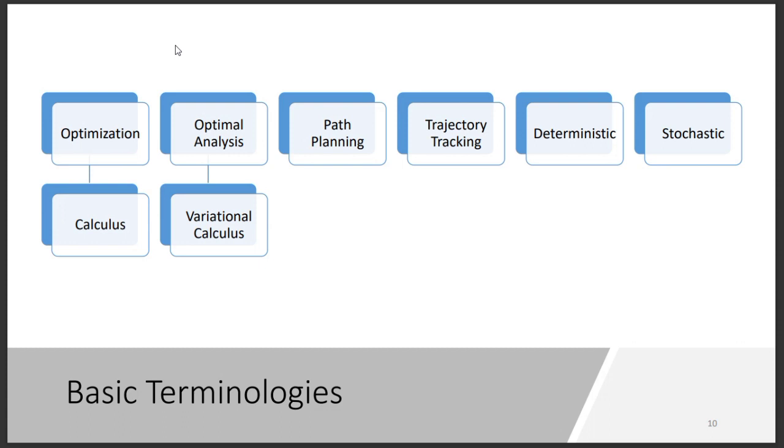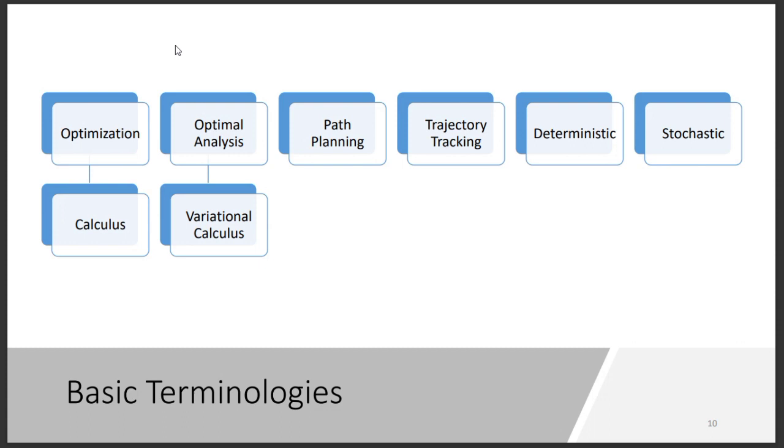Optimal analysis. Optimal analysis creates and uses well structured and well conditioned matrices that are used for linear programming and path planning.